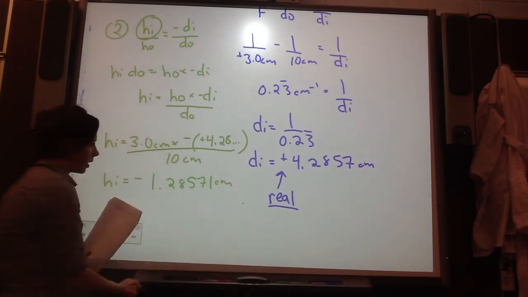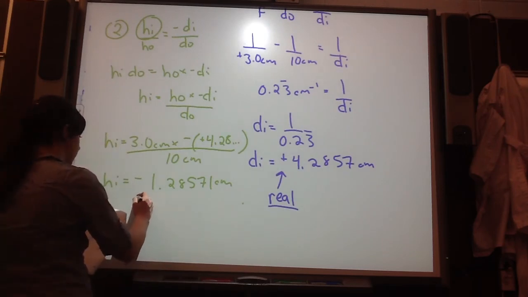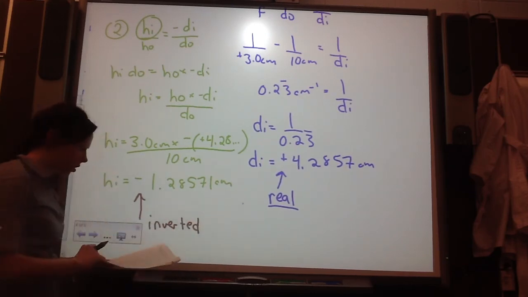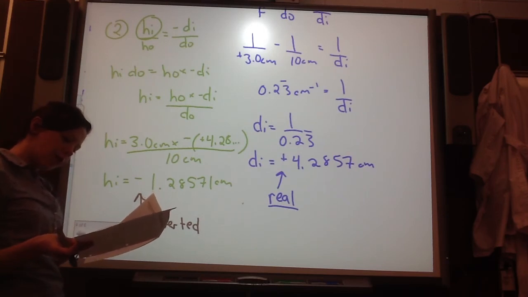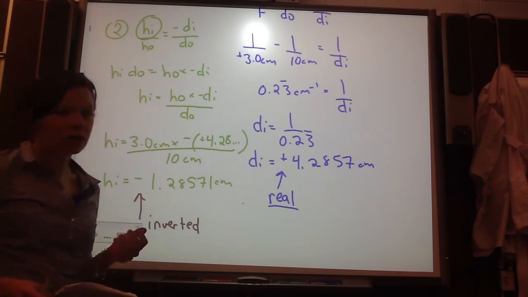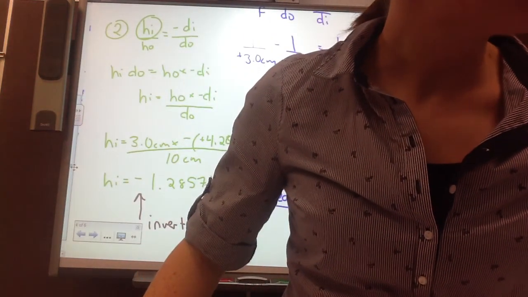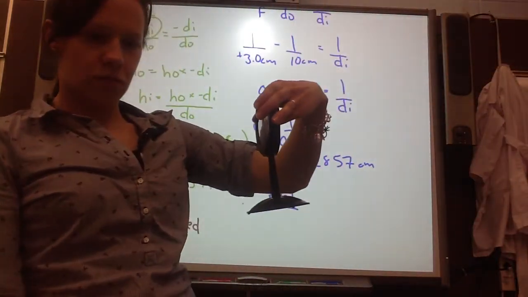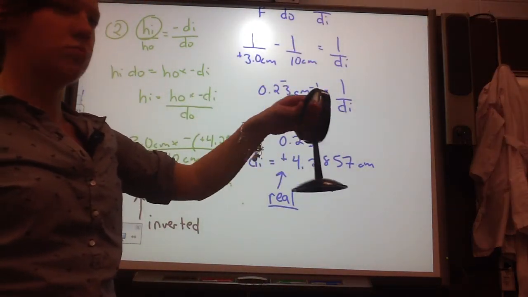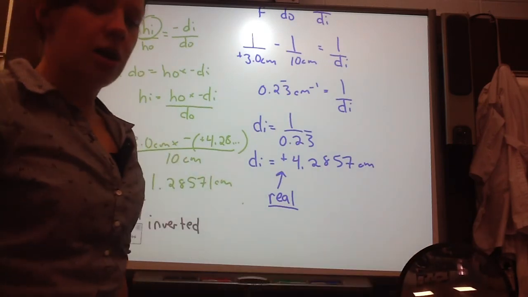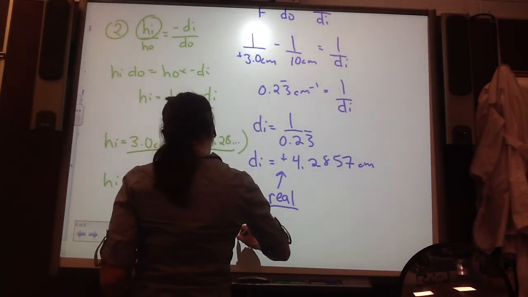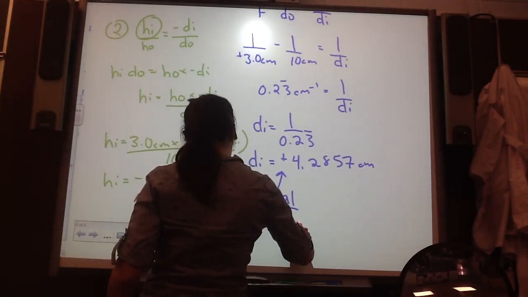So a couple things to note here is that this negative means it's inverted. If we look back at our notes, it says HI is positive for upright images and negative for inverted images. So we know this is inverted, which makes sense because when you have a concave mirror, it's like this one, where if you look into it, you're upside down. Okay, concave. So then our final answer is HI is equal to 1.29 centimeters.